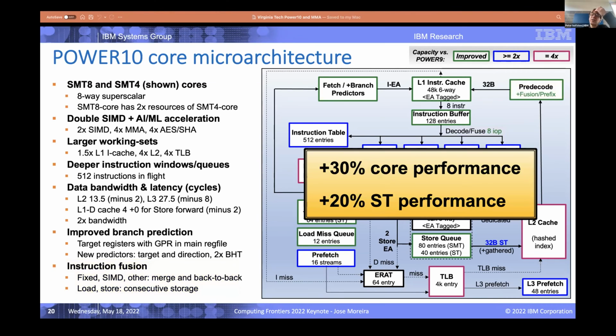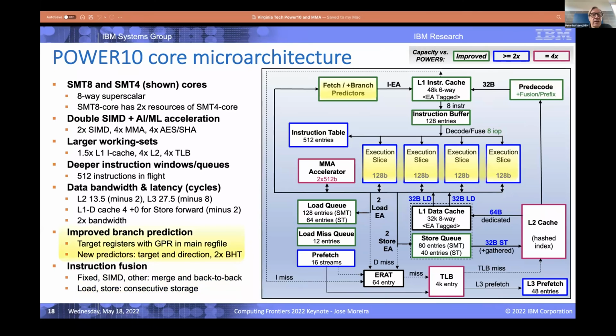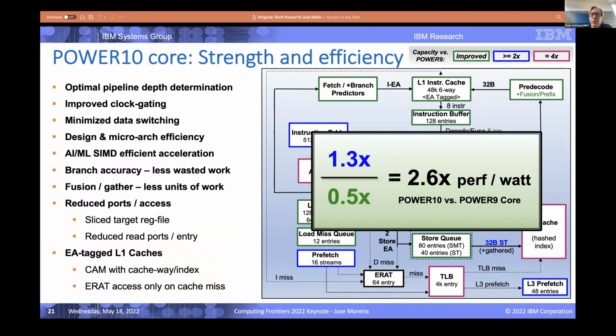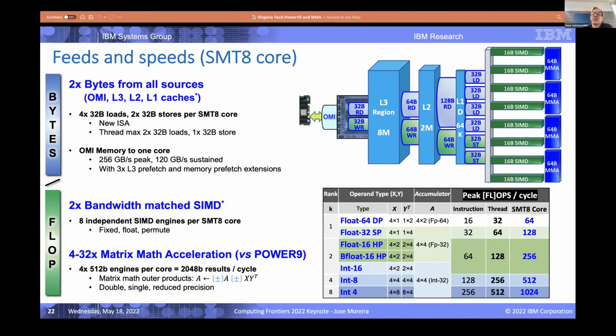And the net of all this was that we've grown per core performance by 30%, single thread by 20%. Sorry, and overall, we improved our power per core by a factor of 2. And if you combine that with this 30% performance per core, you come up with a 2.6x improvement at the processor level in terms of performance per watt, which is a very substantial improvement.